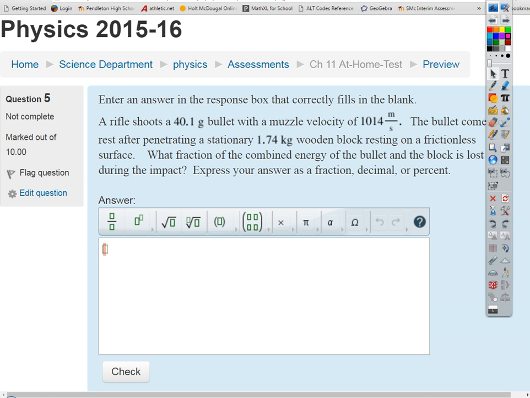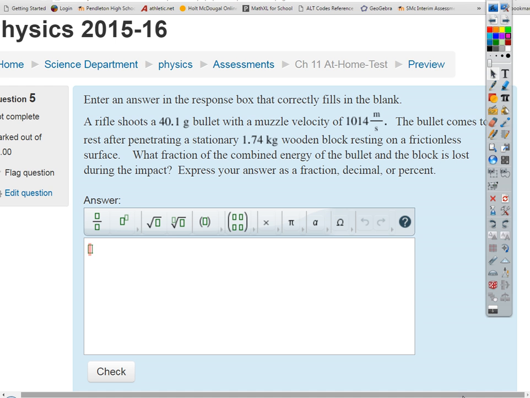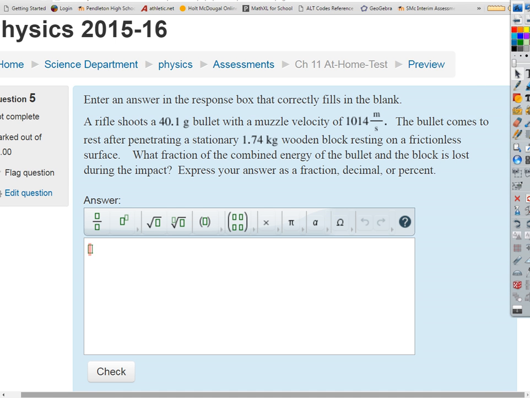Okay. So I think you get a pretty good idea about this now. Same kind of thing here, right? We got a rifle that shoots the bullet again. Okay, it penetrates into the wooden block a certain amount.